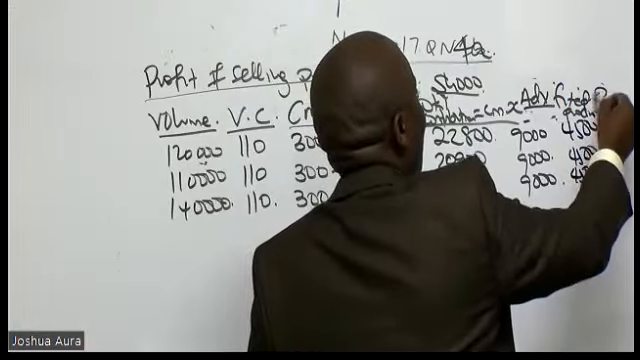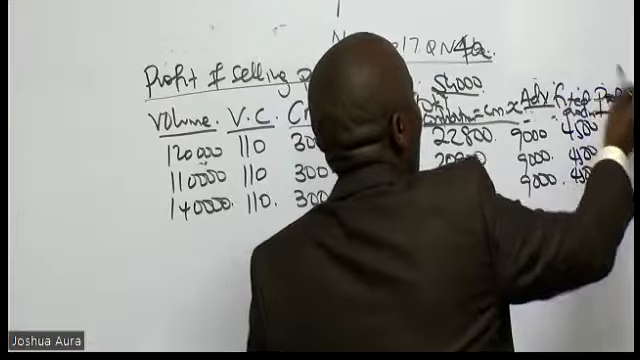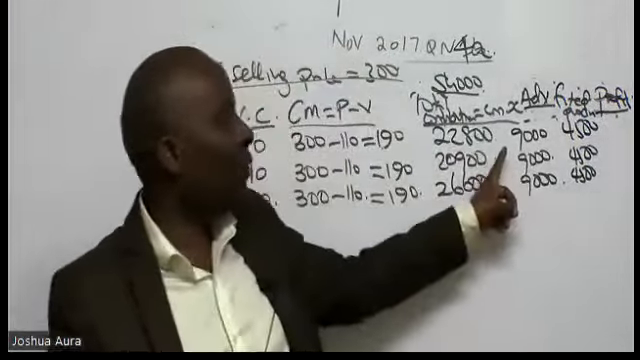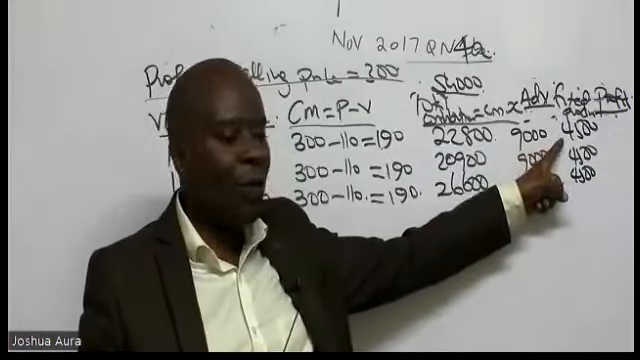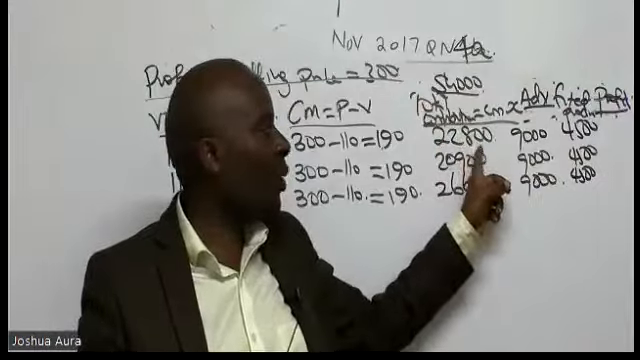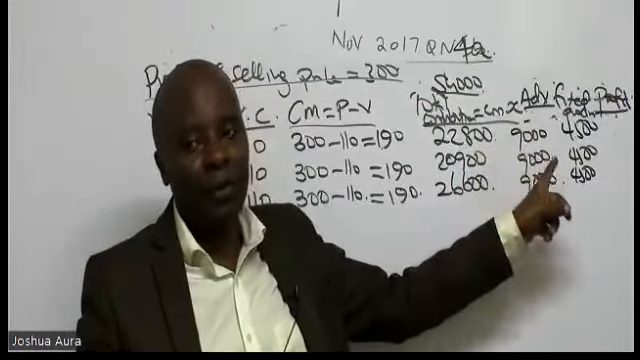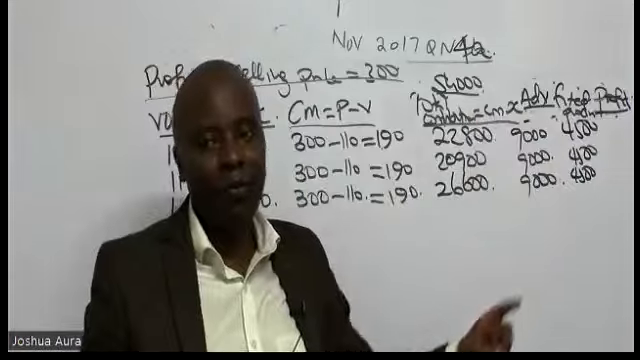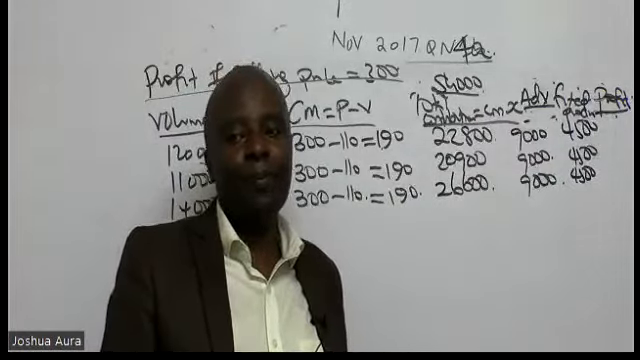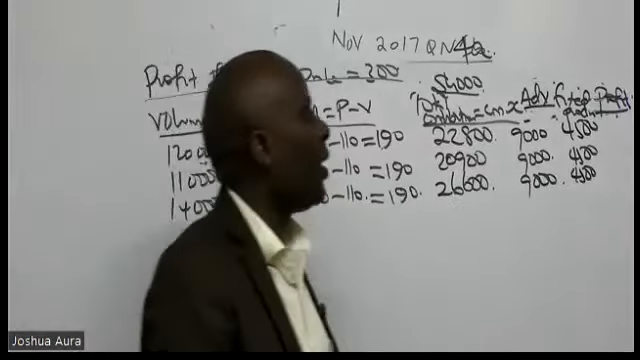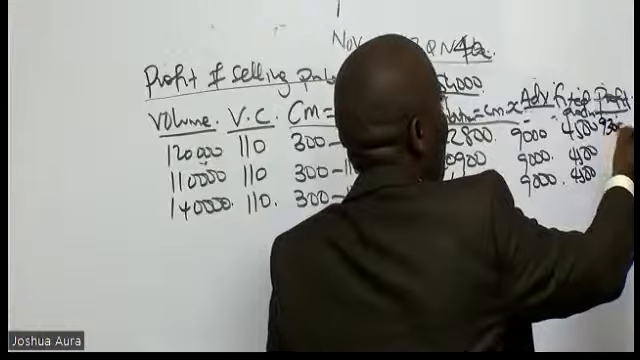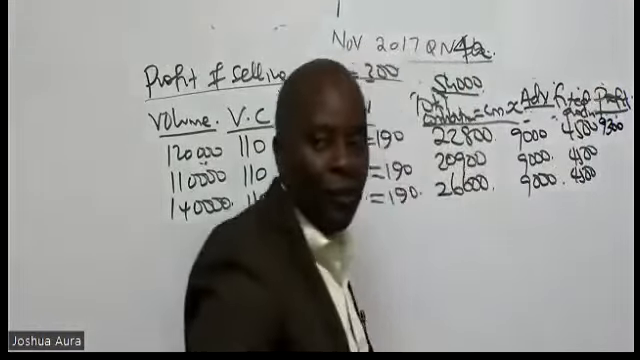So could you kindly give me the profit now? To get profit, I'll take the total contribution minus the advertising cost minus the fixed production cost. So I'll take 22,800 minus 9,000 minus 4,500, and then I should be able to get the profit. Sharon gives me the first figure, 9,300. Thank you very much, Sharon.